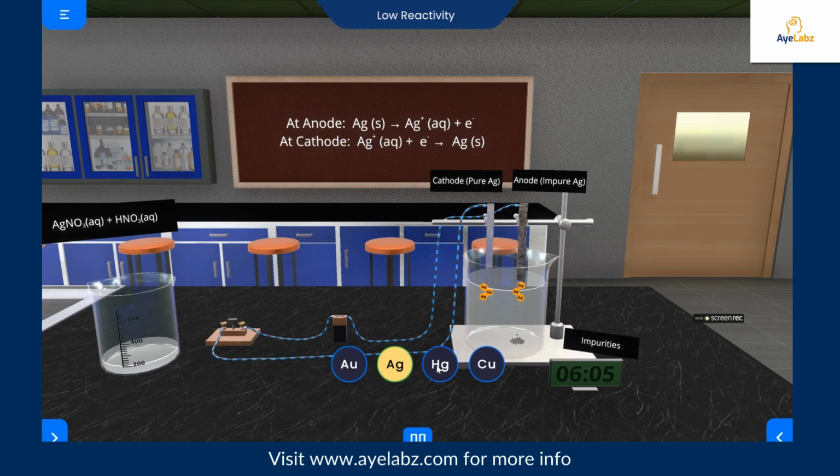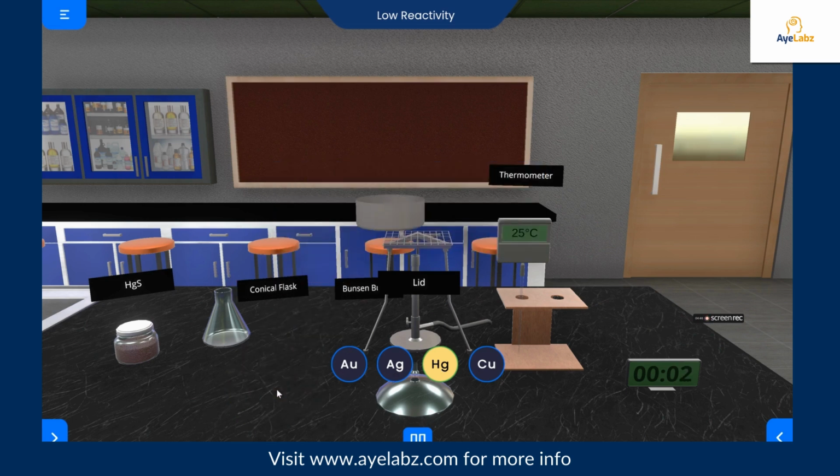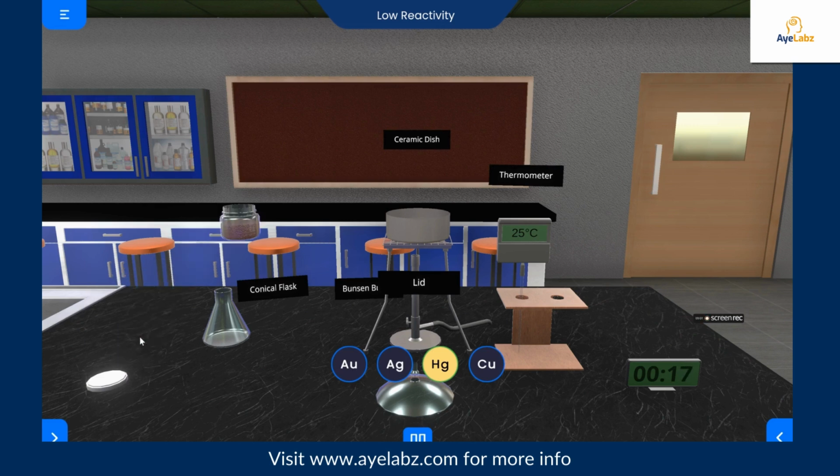Let's go to the next part, which is mercury. Mercury is more reactive when we compare it with gold or silver. For that, we have to do roasting before proceeding to electrolytic refining or thermal decomposition. For that, let me take this ceramic dish and put it on the burner. I'm using cinnabar as an ore for mercury, which is mercuric sulfide. By clicking on it, I'm adding ore to the ceramic dish.